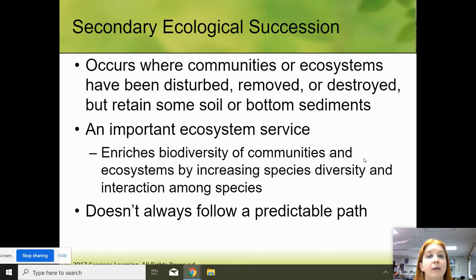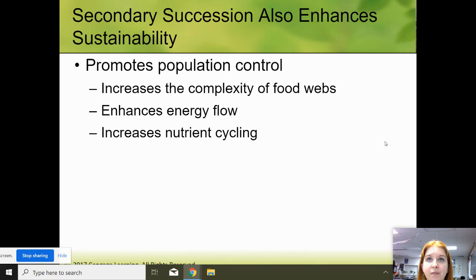Primary, first time life has come to an area. Secondary starts with soil. If you have soil of any kind, you're talking about secondary succession. This is a big, important ecosystem service. It's going to help enrich the biodiversity of communities and ecosystems by both increasing species diversity and interaction among species. It doesn't always follow a predictable path, but we usually have an idea of how it's going to go.